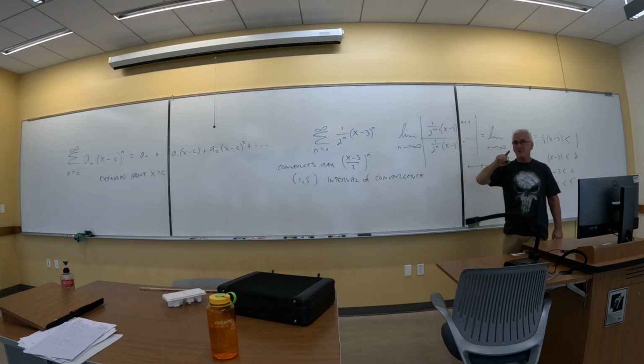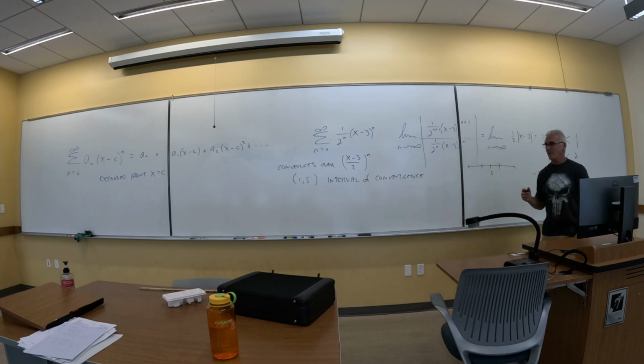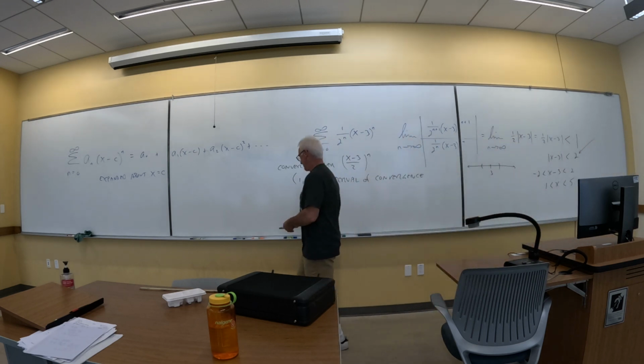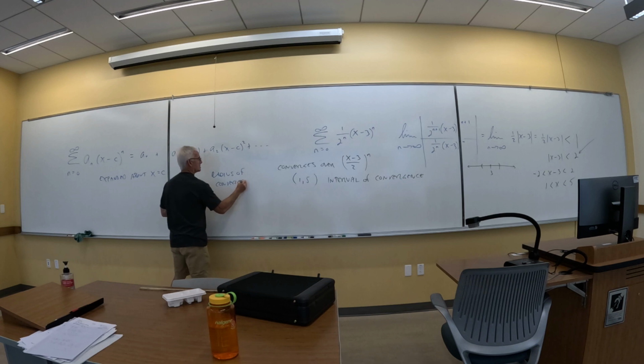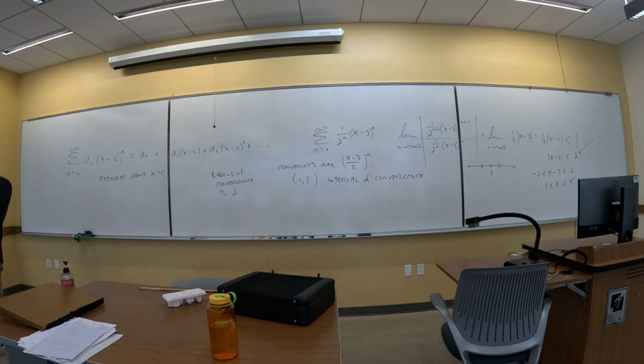So it's not the interval that's the more important part. It's how far did I go in each direction? And how far did I go in each direction? 3, 2. So 2 is called the radius of convergence. And that's actually the more important thing. The radius of convergence is 2, so I went 2 units in each direction from the number that we were expanding about, which was the number 3.